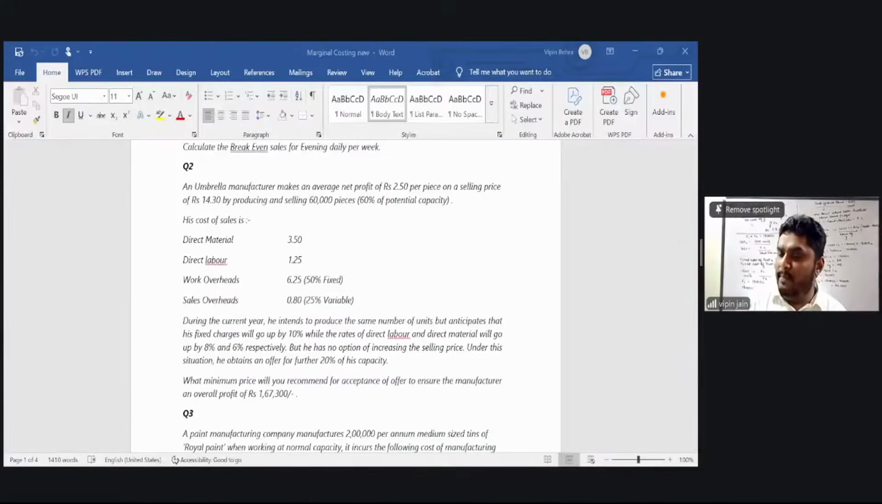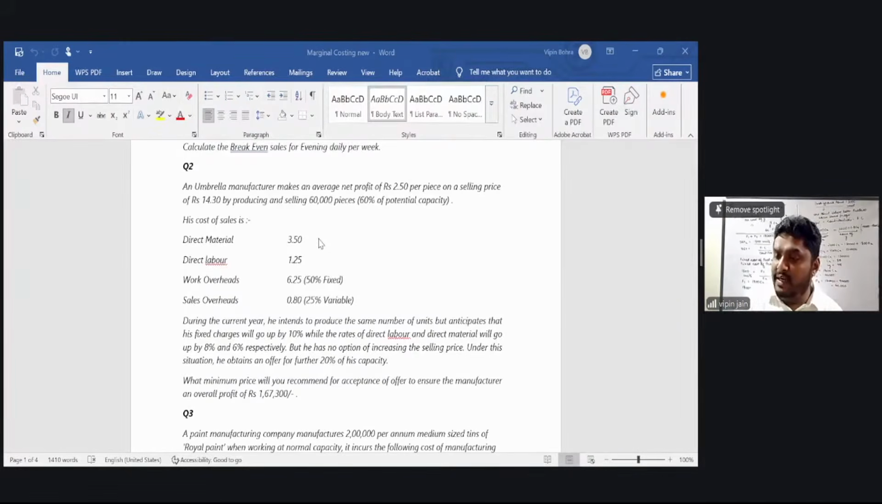I'm reading the question for your reference, wherein an umbrella manufacturer makes an average net profit of 2 rupees 50 paisa per piece on a selling price of 14 rupees 30 paisa by producing and selling 60,000 pieces. So in short, the profit per piece is 2 rupees and 50 paisa. Their selling price is 14 rupees 30 paisa, and they are selling 60,000 pieces.